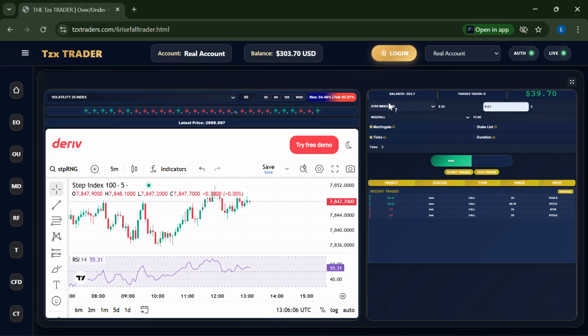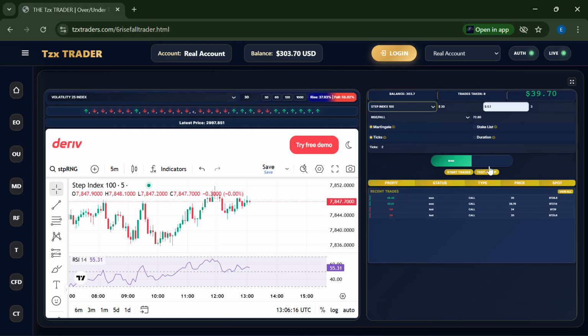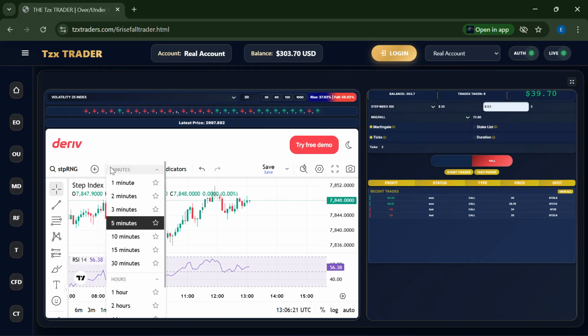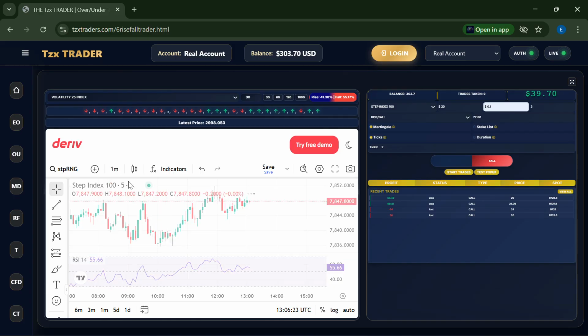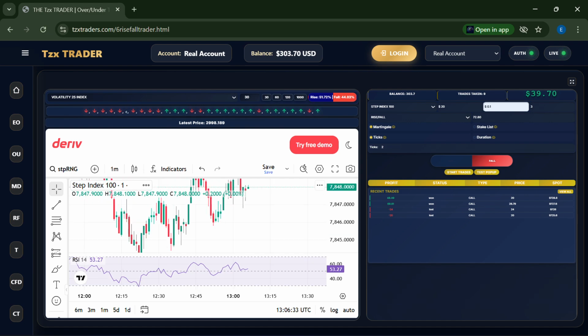So we come here and change to step index 100, just like that. Then we are going to trade a fall market, of course. Then we are going to a lower time frame to get our entry. So our entry will be just the vice versa of the rise market. So it will be three consecutive rise ticks followed by a single fall tick. So let's see whether we are going to get that one.